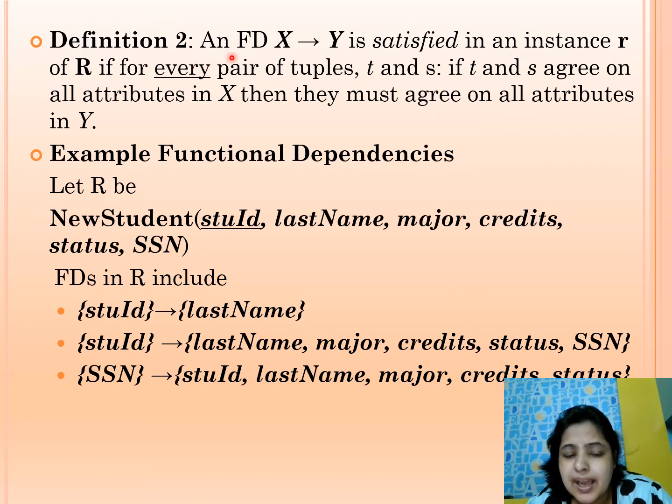X to Y is trivial if Y is a subset of X. Definition 2. A functional dependency X to Y is satisfied in an instance R of R if for every pair of tuples T and S, if T and S agree on all the attributes in X, then they must agree on all the attributes in Y.